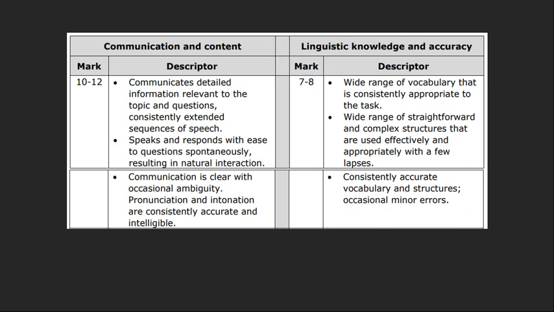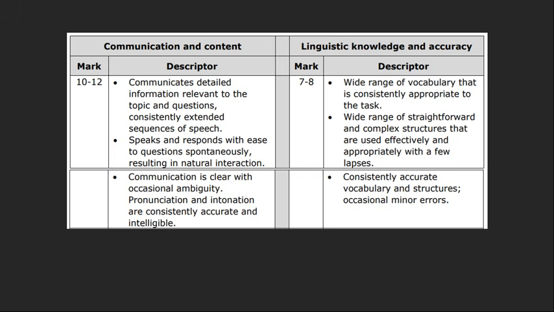Then, wide range of straightforward and complex structures that are used effectively and appropriately with a few lapses. Right, a few lapses means small mistakes. So again, you can make mistakes in your grammar and vocabulary and still get into the top band. You do not have to be perfect to get full marks. If you listen to native speakers, they make mistakes occasionally. They might misspeak or use the wrong word or go back and correct something or change their mind halfway through a sentence. This is very natural, so you don't have to be like a robot, absolutely perfect all the time.